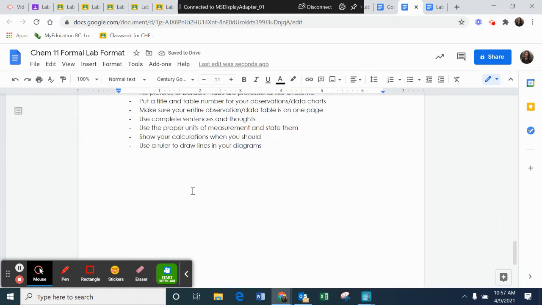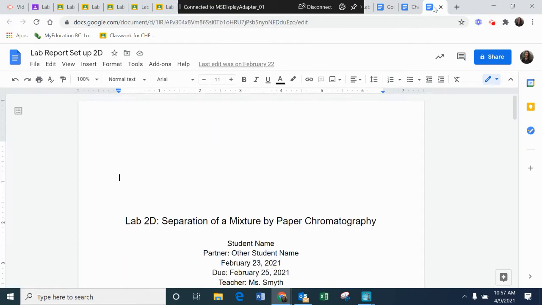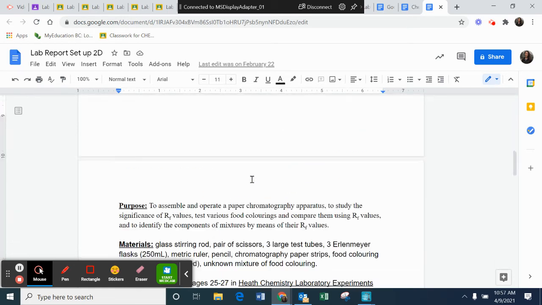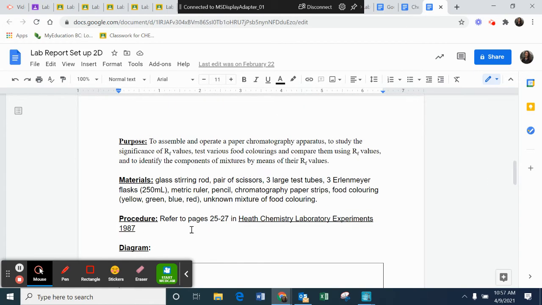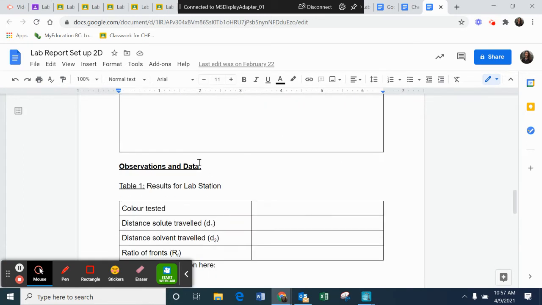So everything that you need to know is in here. And then we did do a setup for Lab 2D. So we went through this together. We made a title page. We made a purpose, materials, and procedure. We left space for a diagram, observations, and data.